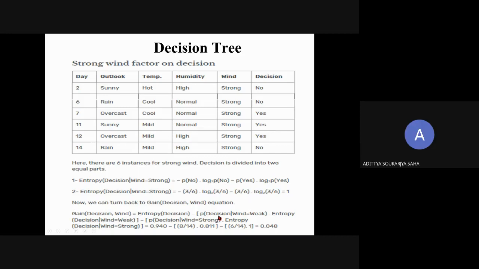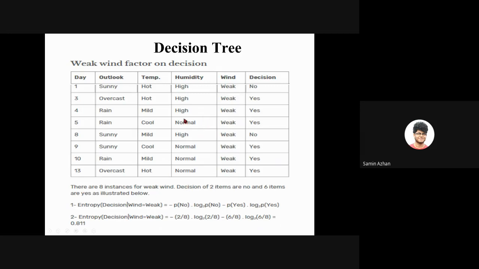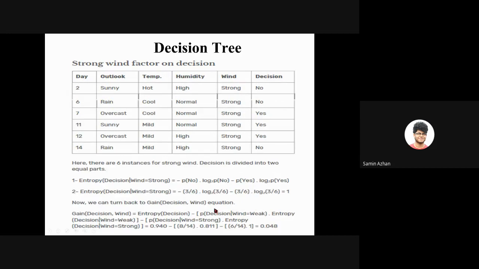So we just have to pick up the number of parameters of wind being weak from the total number of data sets. So in this table, how many rows do we have where wind is equal to weak? We have 8. So in total, we had 14 rows. So the probability of decision while wind is equal to weak should be 8 divided by 14.